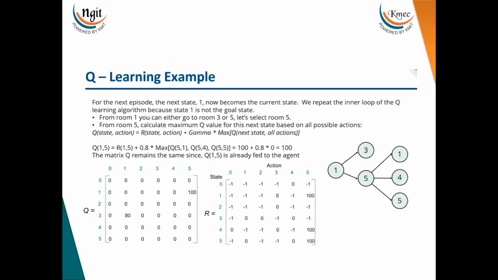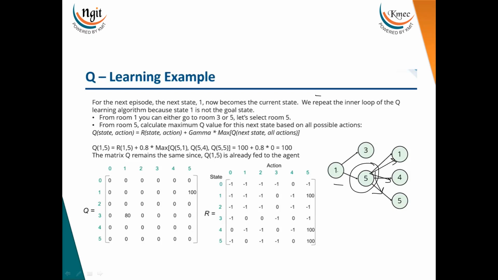Fine. Now we are taking another episode, in which the next state is 1. Now this one is my current state. We have to repeat the same inner loop of the Q-learning algorithm because state 1 is not my goal. My goal is to reach 5. If you are currently not in the final state, you have to repeat your process again and again until you reach room number 5. So what is the process here? From 1 you can go to room number 5, and from 5 again you have to explore that you can go to 1, you can go to 4, or you can go to 5 again.